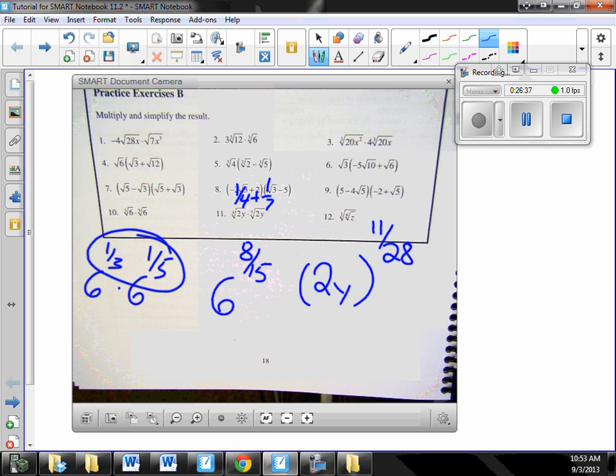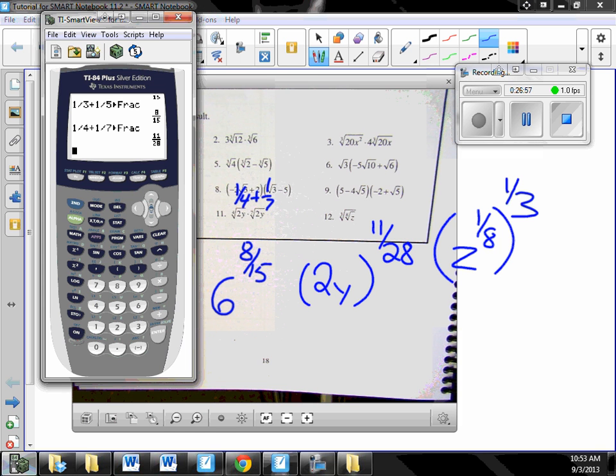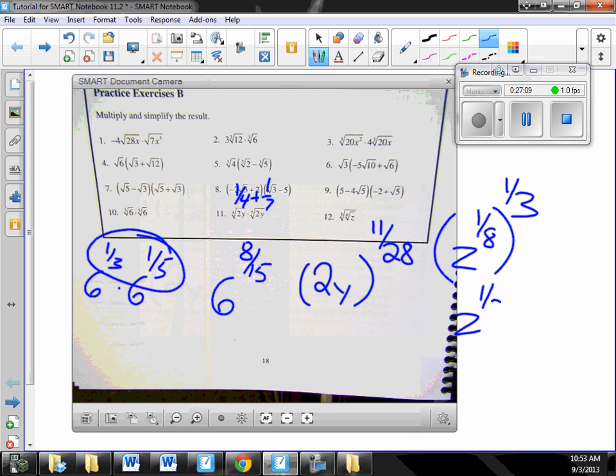And number 12, we have z to the 1/8. And then outside of that, we have a 1/3. Whenever you have exponent to an exponent, you multiply them. So we're going to take 1/8, we're going to times it by 1/3, and then change that into a fraction. So it's z to the 1/24.